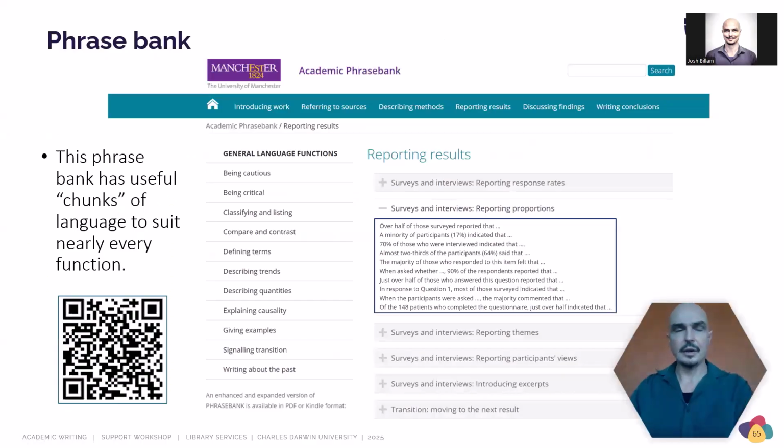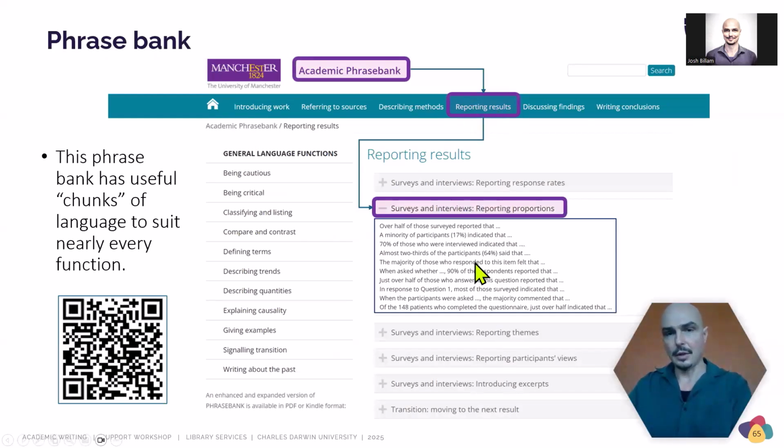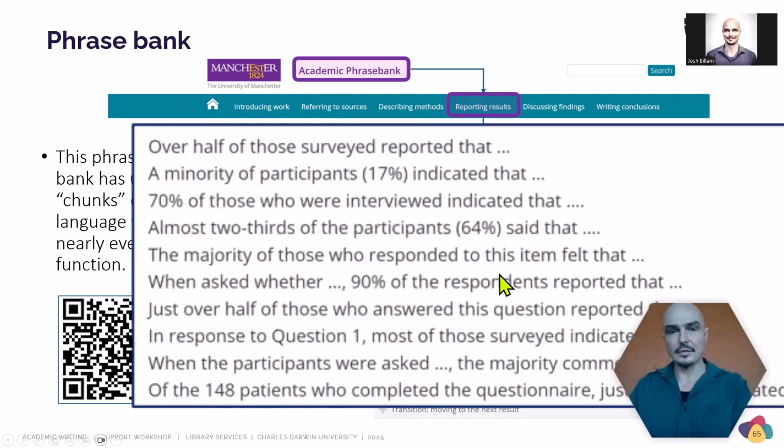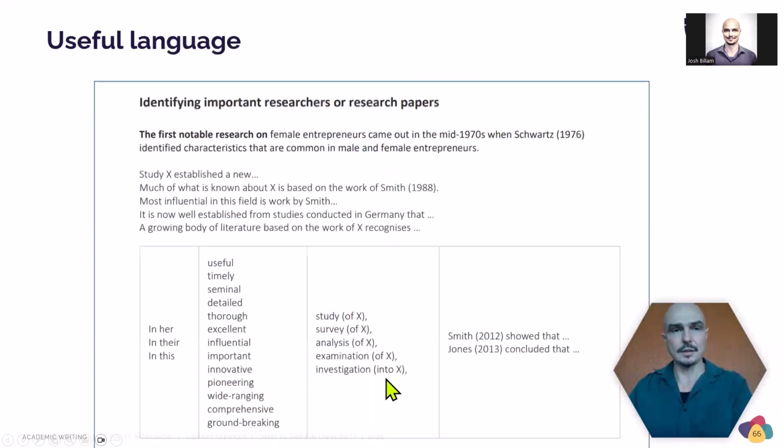Other useful tools that I think you might appreciate are the Manchester Academic Phrase Bank. So let's say you're writing a literature review, or let's say any part of your thesis. You're looking for language. For example, you're doing a results section. Go there and you'll find little chunks of language that you can modify or use mindfully in your writing.